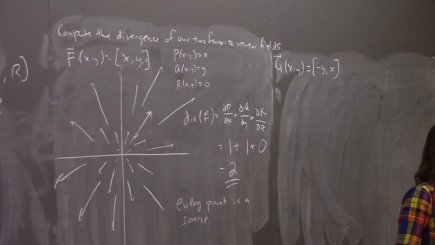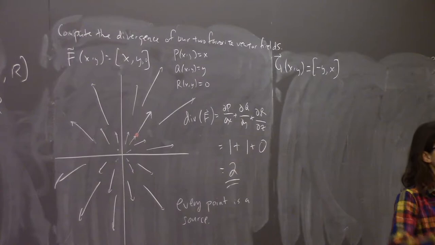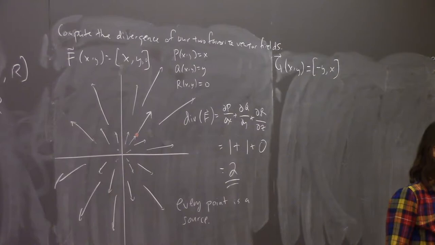Yeah? At the origin, there are no vectors going in, right? At the origin, there are no vectors going in. There are also no vectors coming out. It's true. So how do we get 2? That I don't know. Oh, how do we get 2?